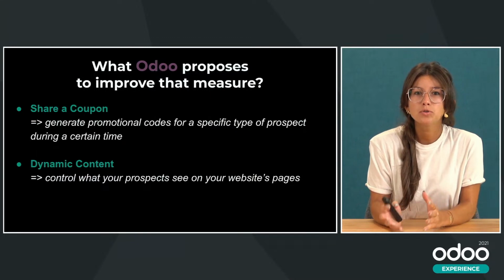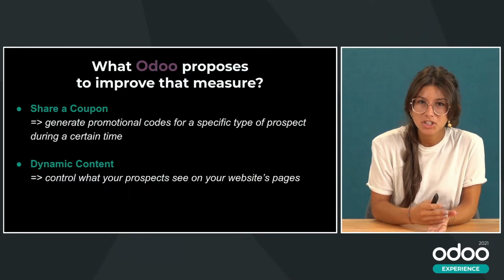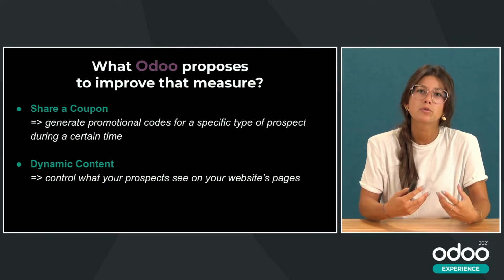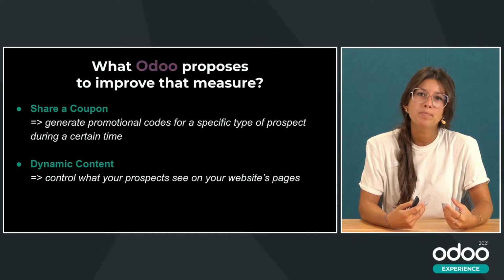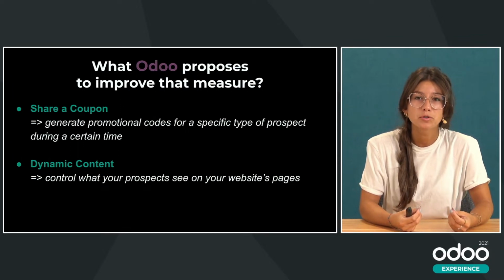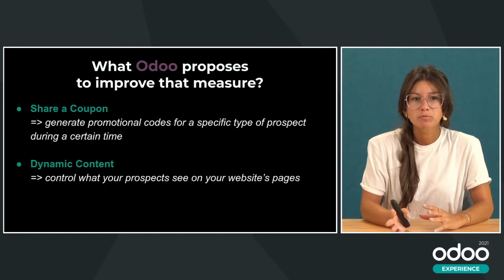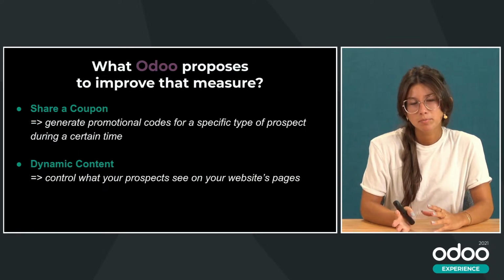So what Odoo proposes to improve that measure, we will see an example with share a coupon. I will explain how to configure that in Odoo. The goal for that is to generate a promotional code for a specific type of prospect for a certain period of time.